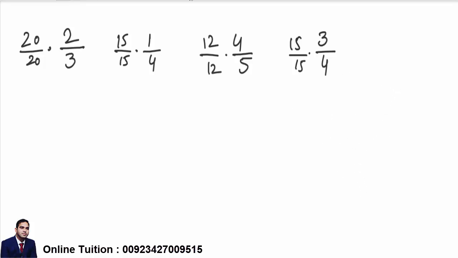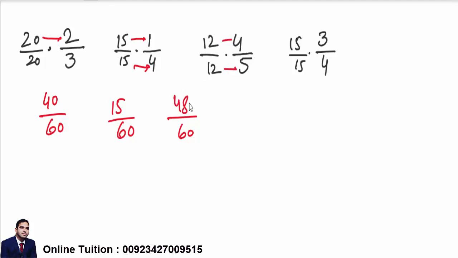Now multiply 2 with 20, it is 40 divided by 60. Now 15 multiplied by 1 gives 15 over 60, and 15 multiplied by 4 is 60. And now 12 multiplied by 4 is 48. After that, 15 multiplied by 3 is 45, divided by 15 multiplied by 4, which is 60. Now this is the case.